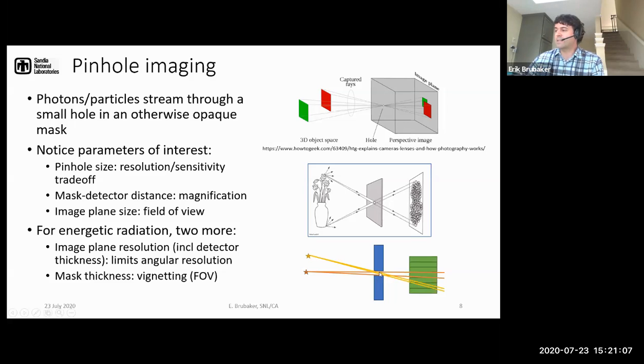And then finally, the mask thickness itself causes an effect called vignetting, where you get different amounts of light or intensity of the particles through the mask as a function of where you are in the field of view. So you can see that if we went even farther up than this yellow star, at some point we get to a point where there are no free streaming paths through the pinhole because of the thickness of the mask material.